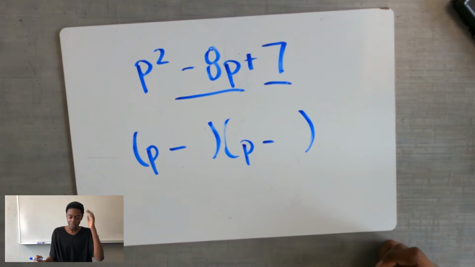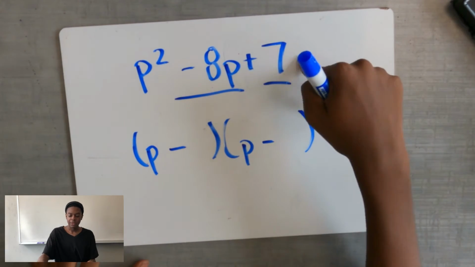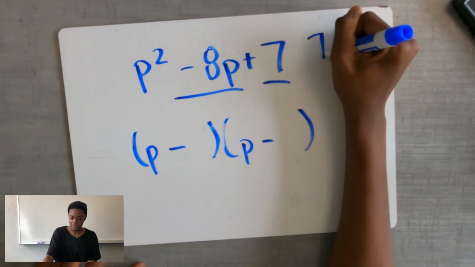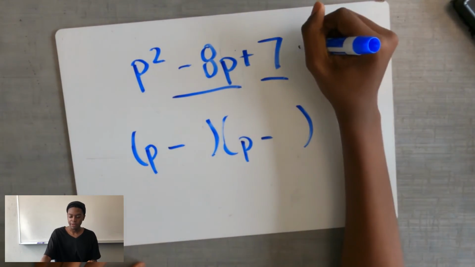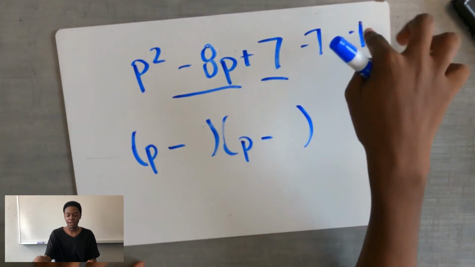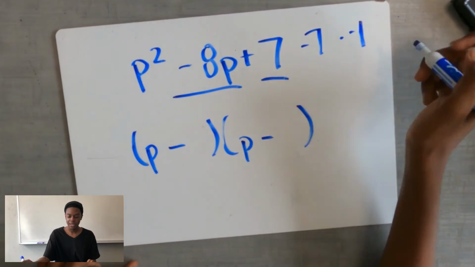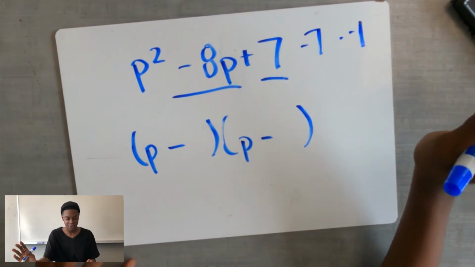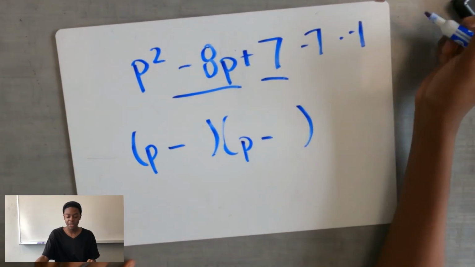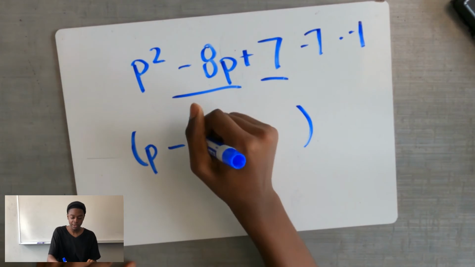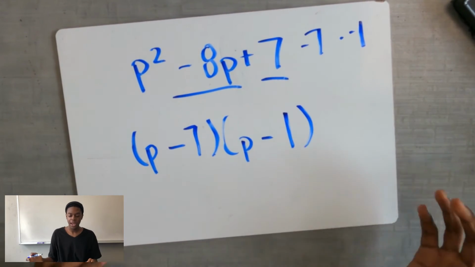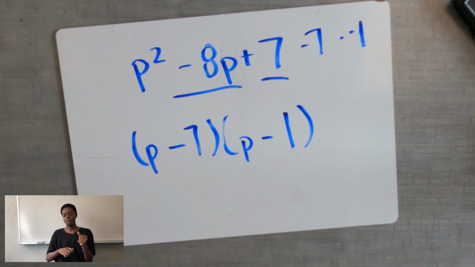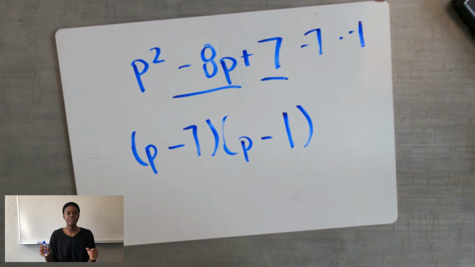All right, that being said, let's find the factors of 7. Well, we have 7 and 1. Look at that. Negative 7 and negative 1 multiply together to get positive 7, and they also add together to get negative 8. So when we plug that in, we have p minus 7 times p minus 1, and that is our factored form of p squared minus 8p plus 7.